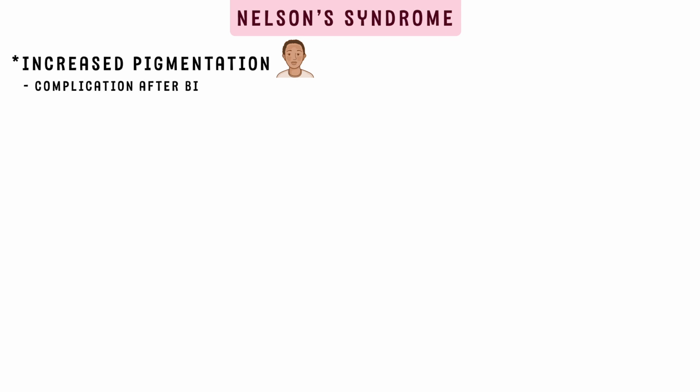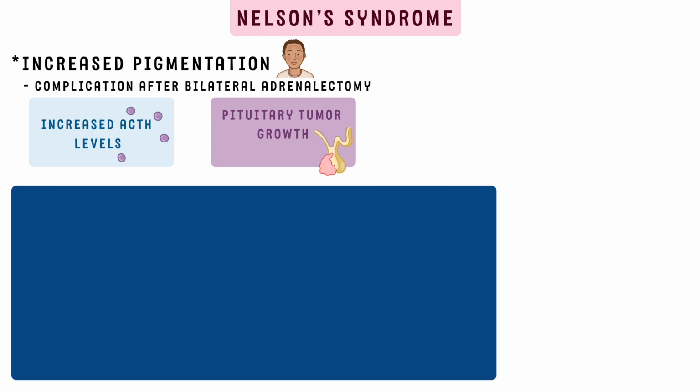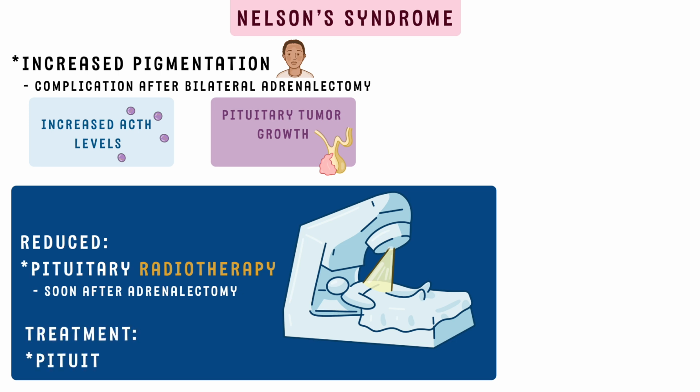Nelson syndrome is increased pigmentation, a potential complication after bilateral adrenalectomy, involving increased ACTH levels and pituitary tumor growth. The syndrome is rare now that adrenalectomy is an uncommon primary treatment, and its incidence may be reduced by pituitary radiotherapy soon after adrenalectomy. The Nelson's adenoma may be treated by pituitary surgery and/or radiotherapy.